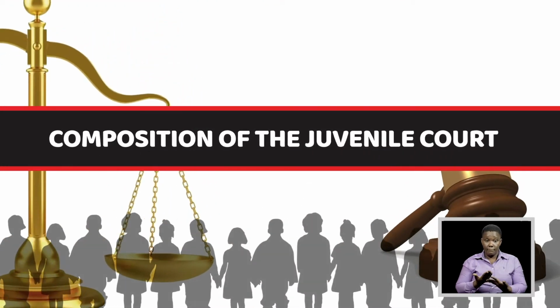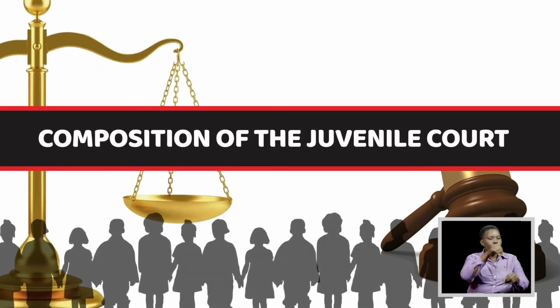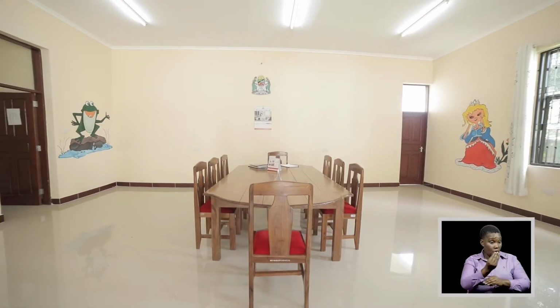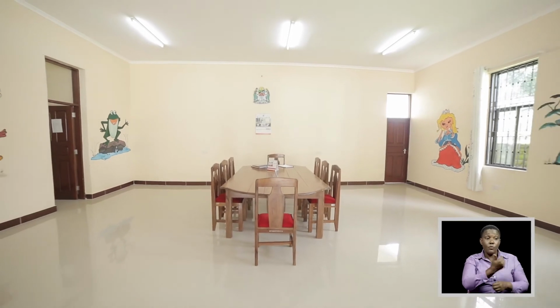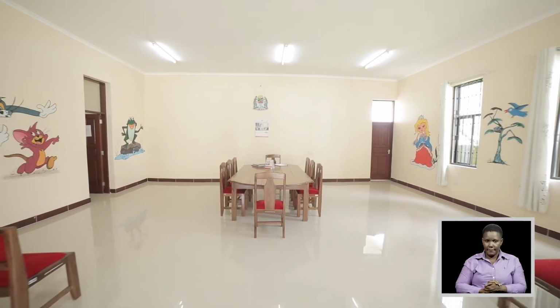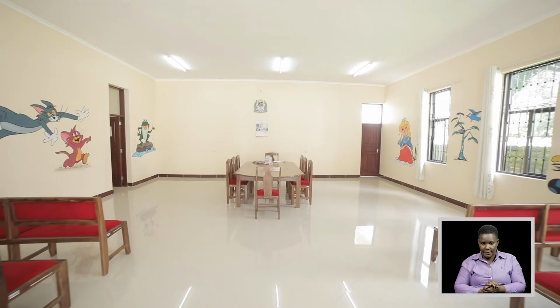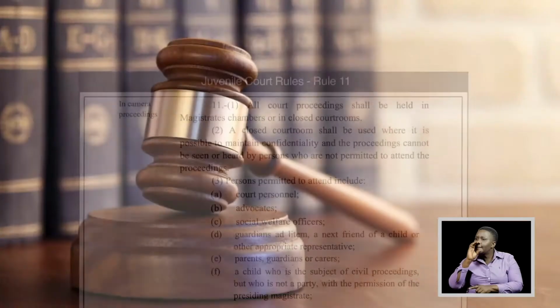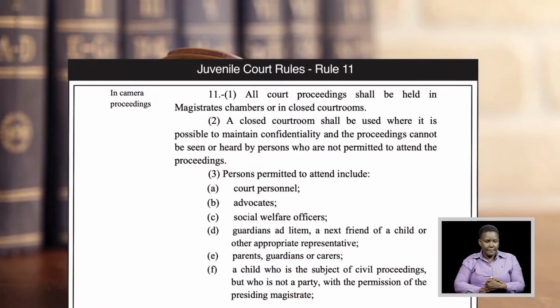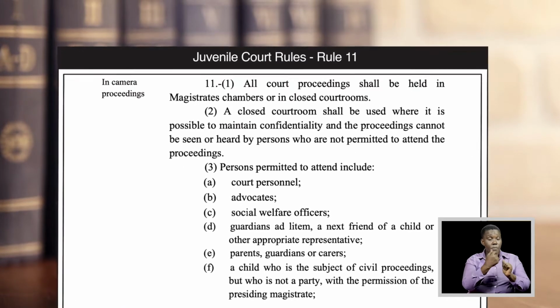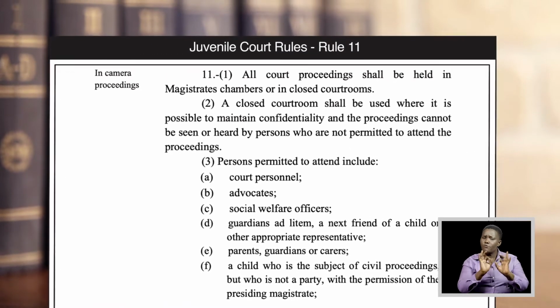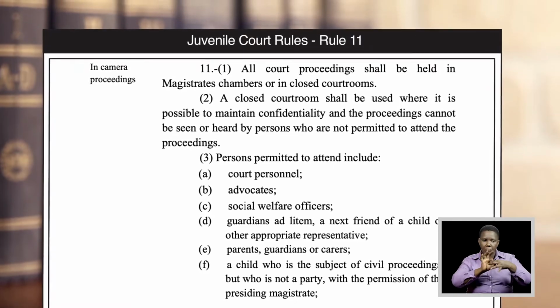Composition of the Juvenile Court. The proceedings in juvenile court should be held in camera, that is, in private, with the aim of maintaining confidentiality. Rule 11 of the Juvenile Court Rules stipulates the personnel who are allowed to attend the juvenile court as follows.